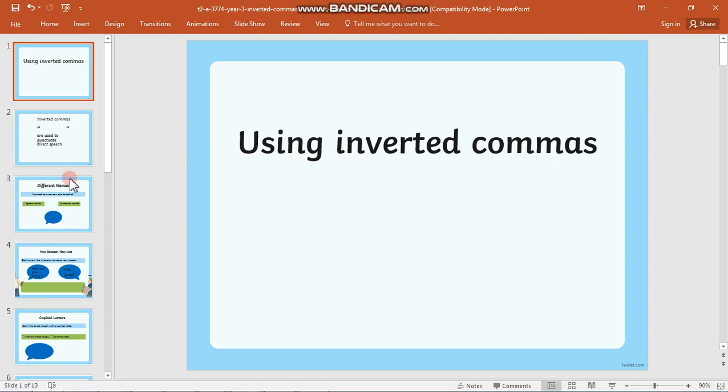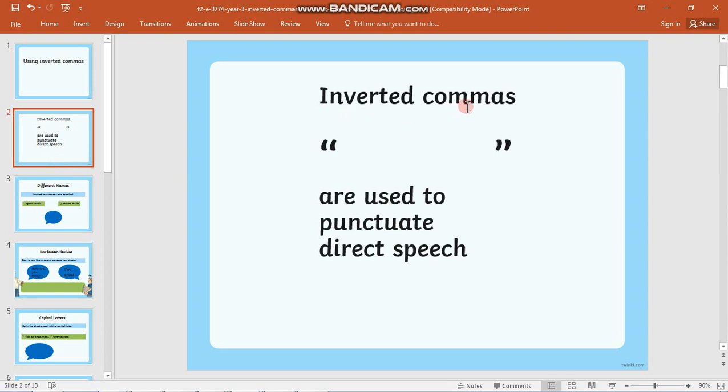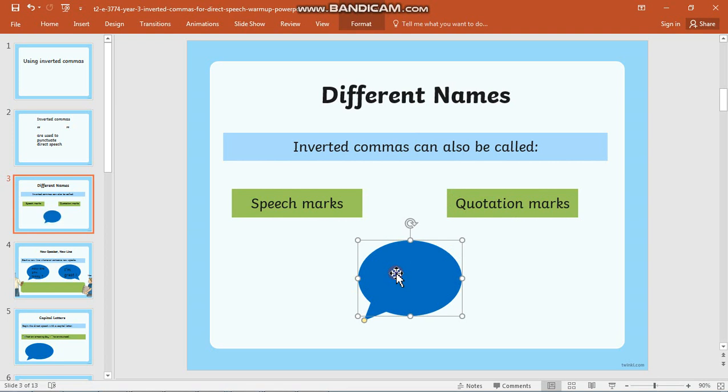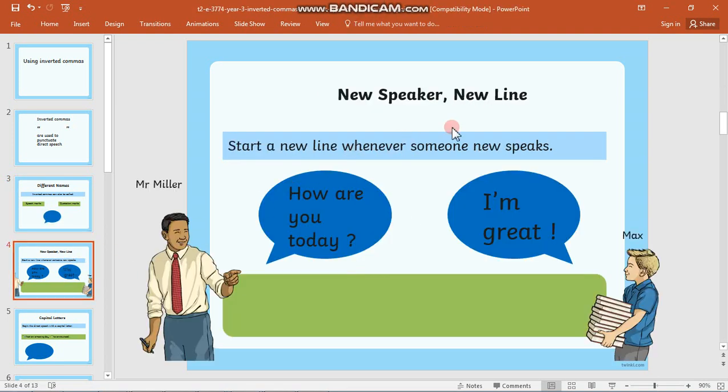Inverted commas. Inverted commas are used to punctuate direct speech. These are inverted commas. Inverted commas can also be known by different names, including speech marks, quotation marks, or we can use a speech bubble for direct speech. We always use a new line for a new speaker.